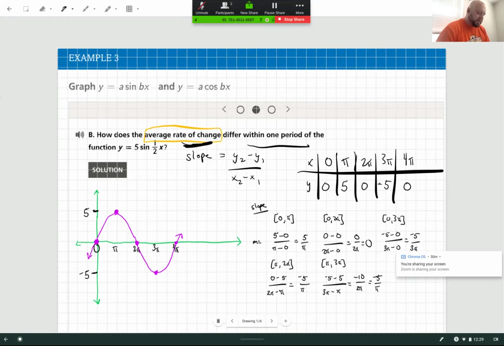I'm not going to do pi to 4 pi because that's going to give me from 5 to 0, which is the same thing as from pi to 2 pi, because pi to 2 pi was also 5 to 0. So I'm not going to bother rewriting pi to 4 pi. There's a whole bunch of different slopes that we can see now. They might not stick out to you, so I'm going to put a box around them in yellow for all of these things.